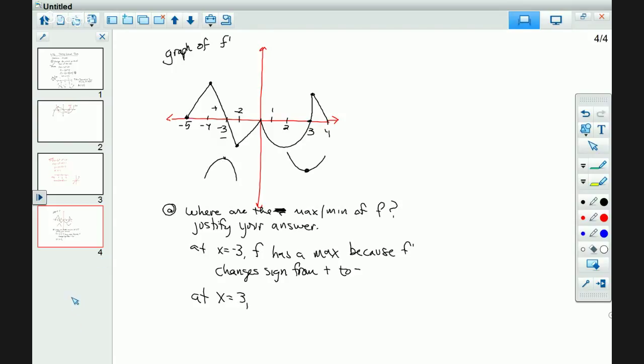Okay. Now what about -5? We don't know anything because there's no sign change. What about right there at 0? No sign change. Don't worry about it. Okay, so let's finish writing f prime.